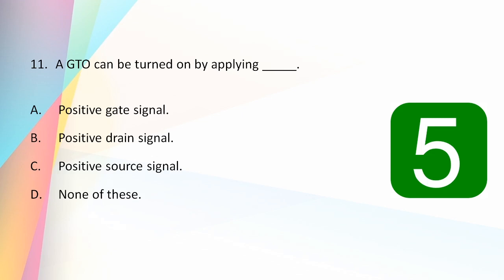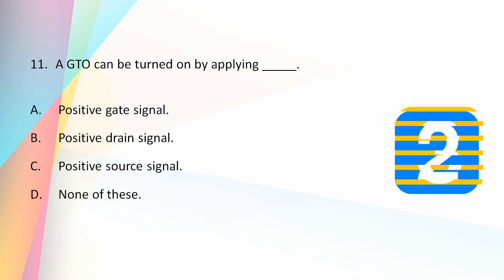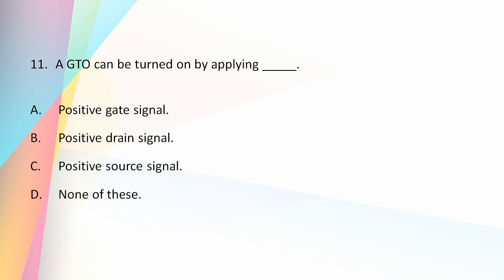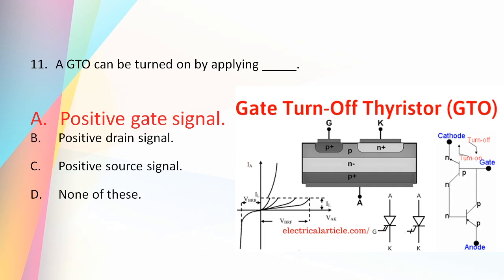A GTO can be turned on by applying positive gate signal, positive drain signal, positive source signal, none of the above. The answer is positive gate signal. So a gate turn-off thyristor, GTO, like an SCR, is a device with 4 layers, 3 junction semiconductor device with 3 external terminals, the anode, cathode and gate as shown in the diagram. And GTO can be turned on and off by positive pulse or signal and negative pulse or signal respectively to the gate terminal.